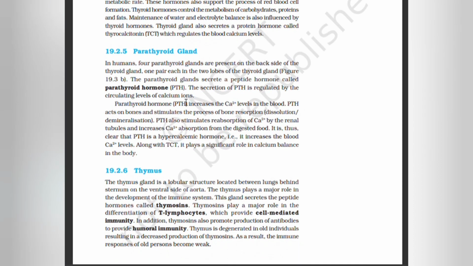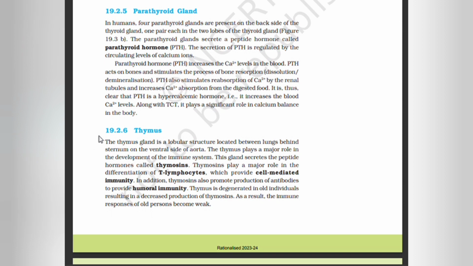Parathyroid hormone, PTH, increases the calcium levels in the blood. PTH acts on bones and stimulates the process of bone resorption. PTH also stimulates reabsorption of calcium by the renal tubules and increases calcium absorption from the digested food. It is thus clear that PTH is a hypercalcemic hormone. It increases the blood calcium levels and, along with TCT, plays a significant role in calcium balance in the body.